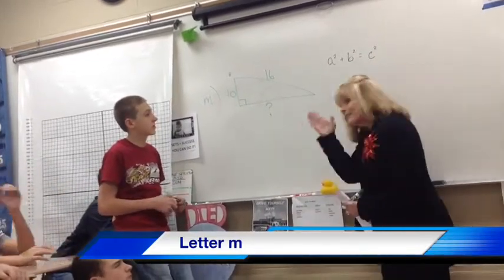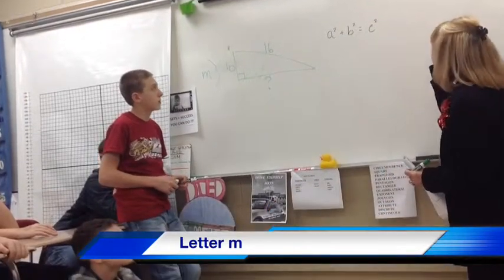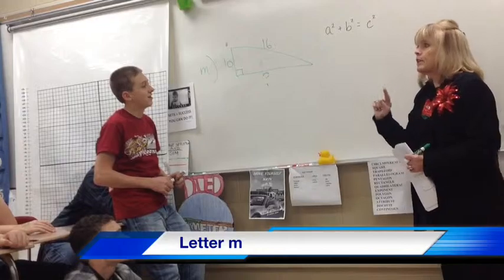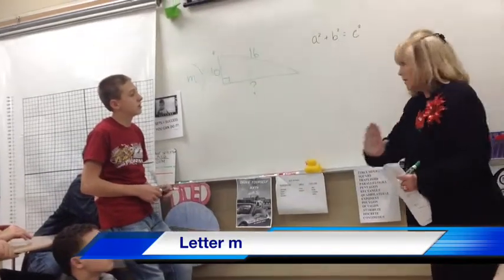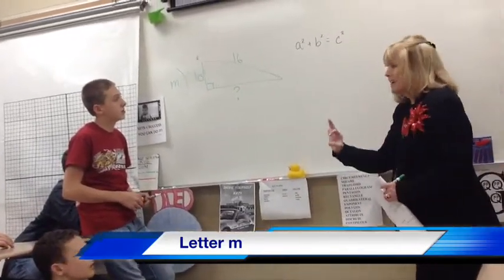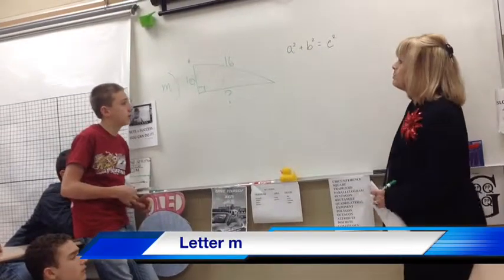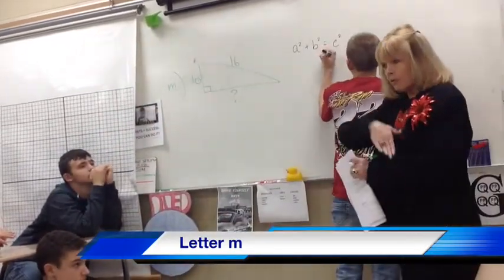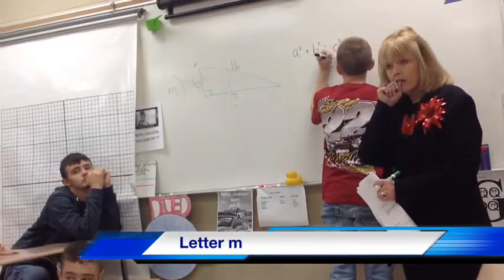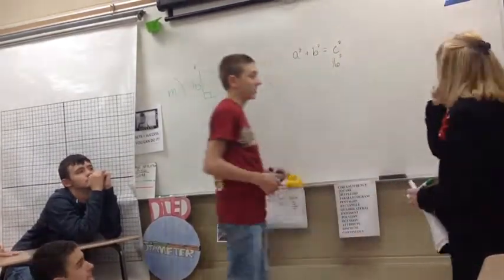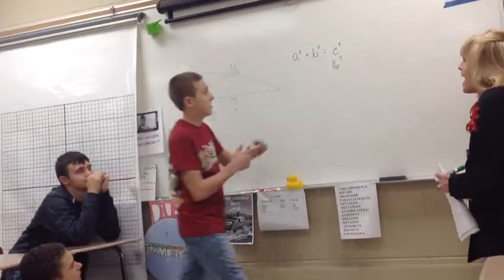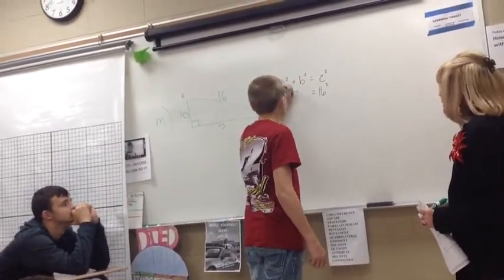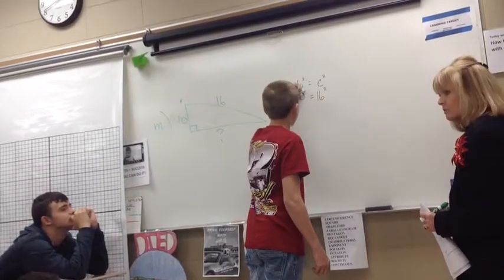All right, so 16 has to go in for which letter? Which letter, A, B, or C, always represents a hypotenuse? C. So under C squared, put 16 squared. This is the Pythagorean theorem going backwards. Have you done this yet? No. Bring down your equal and put the 10 in for either the A or the B. It doesn't matter. Just pay attention.